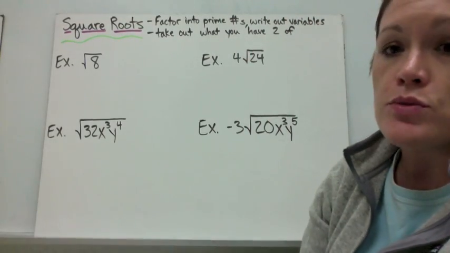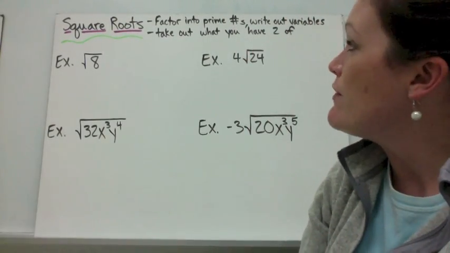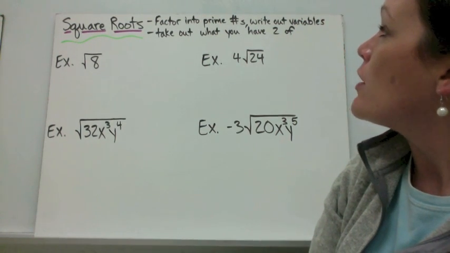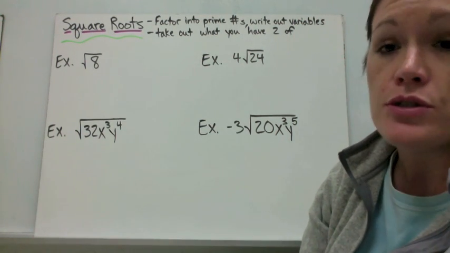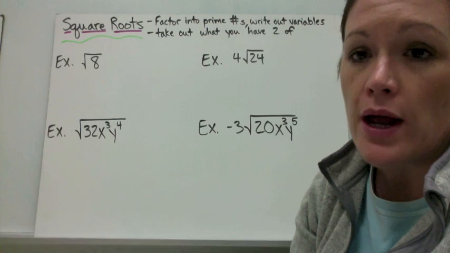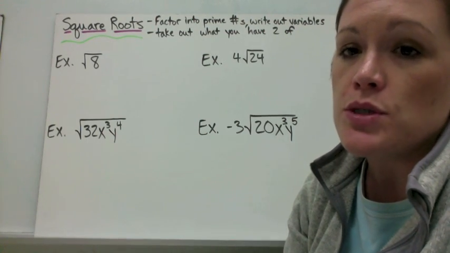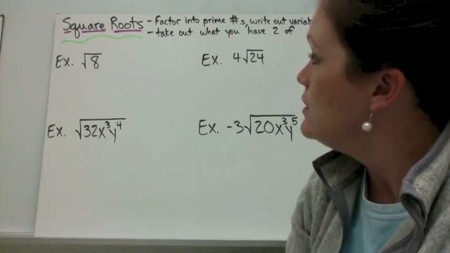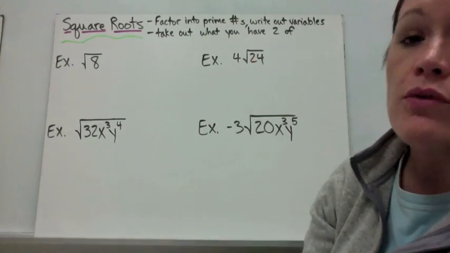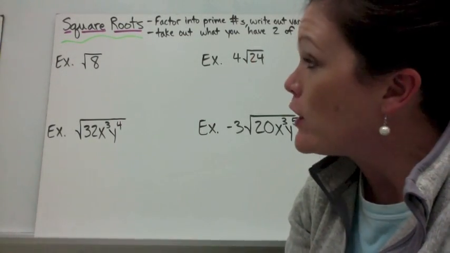So for square roots, we're going to focus on those first. We factor out all of our numbers into prime numbers and write out the variables so you can see everything you have underneath the radical, and you'll easily be able to see what you can take out and what's left over. So then we're going to take out whatever we have 2 of, or a pair of.